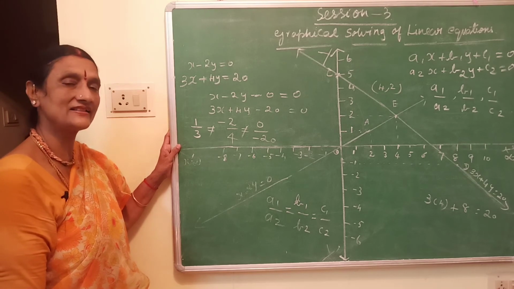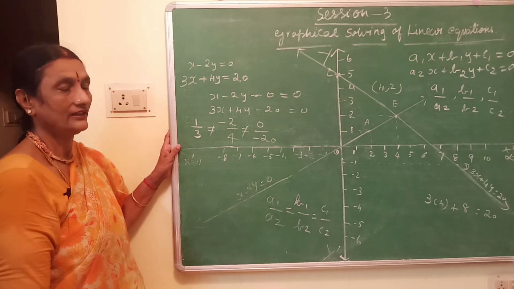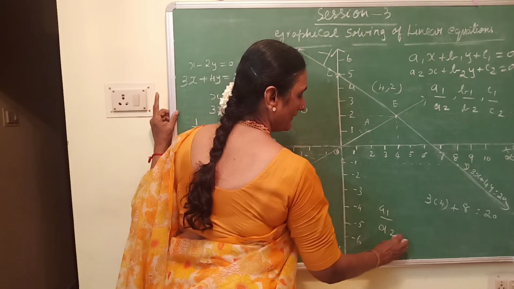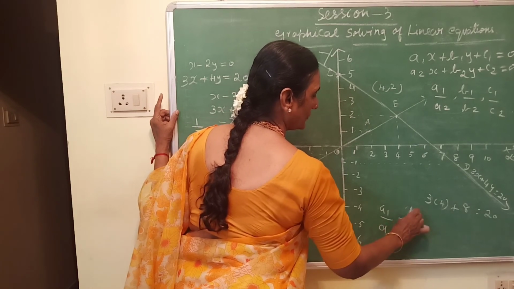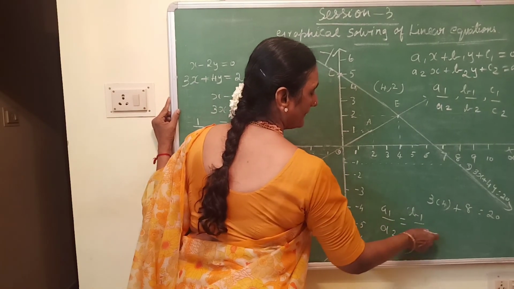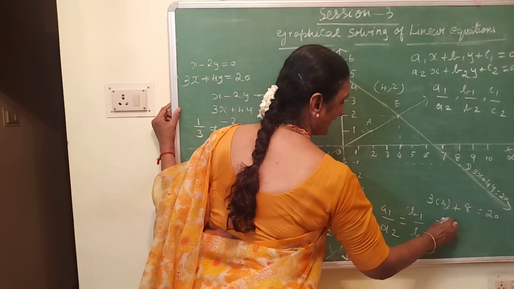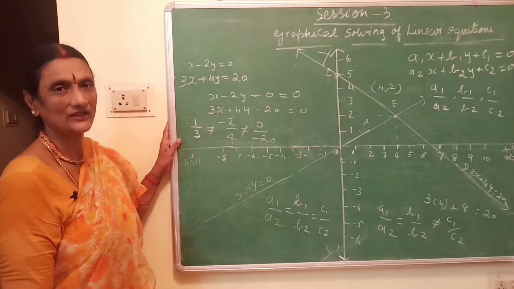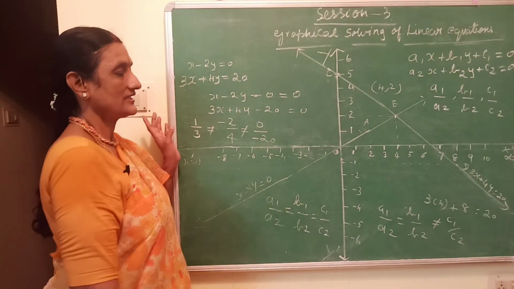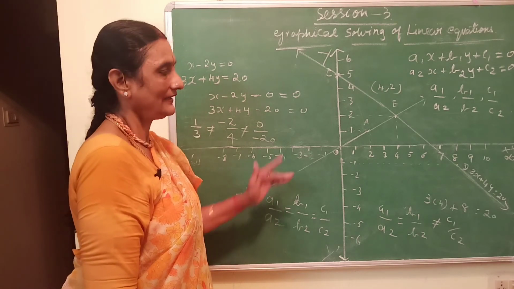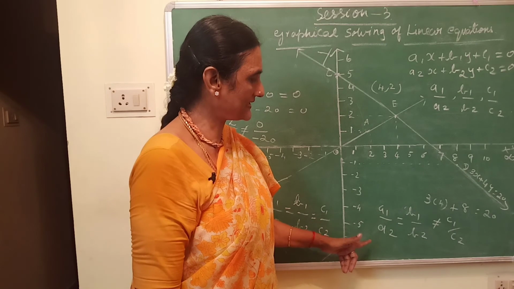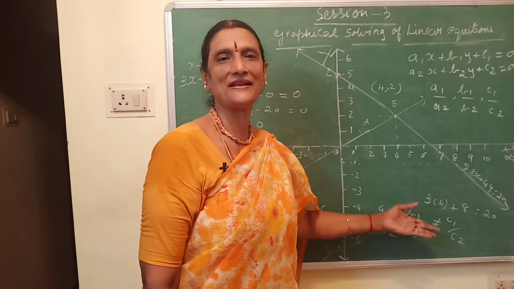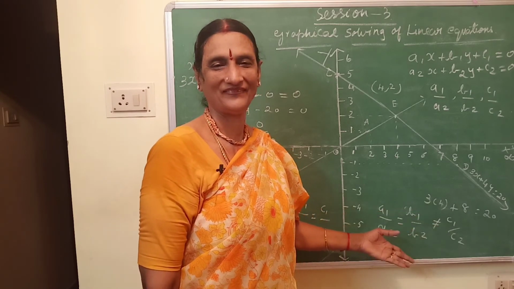Now, next is the third situation. Third case. You may come across sometimes A1 by A2, they both are equal to B1 by B2, but that is not equal to C1 by C2. This case also we have to consider. Are you understanding? So the case 3 is what? In the standard representation of the equations, A1 by A2 and B1 by B2 are equal, but C1 by C2 is not equal. That means what?